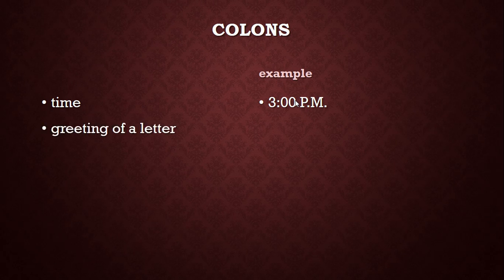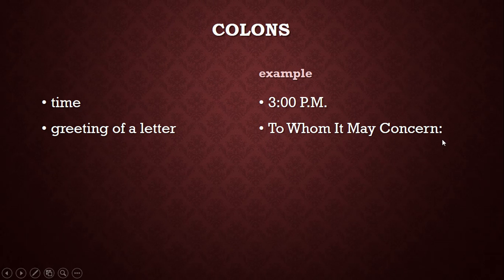Greeting of a letter, this is an important one. So in a business letter, especially if we're starting with "To whom it may concern," we'll use a colon there. In a personal letter, like "Dear Mom," "Dear Dad," that's probably going to be a comma, not a colon.